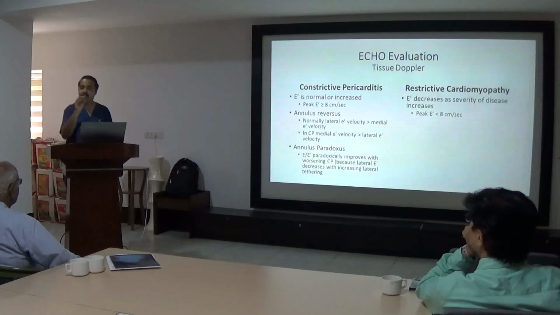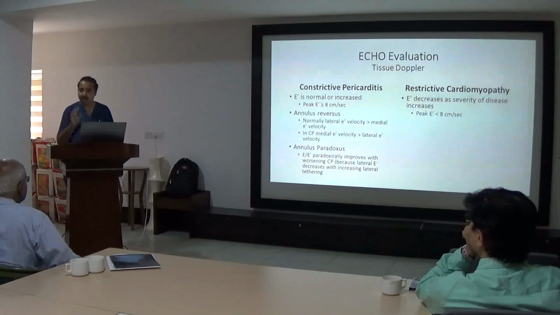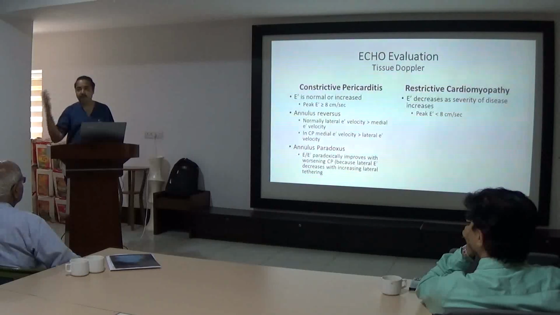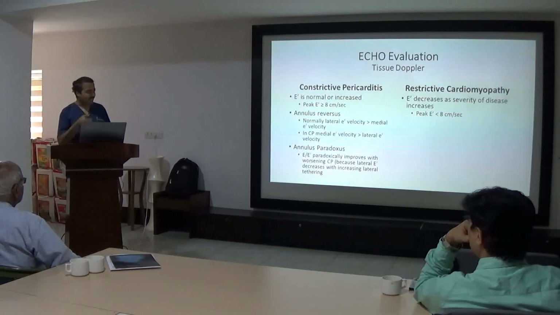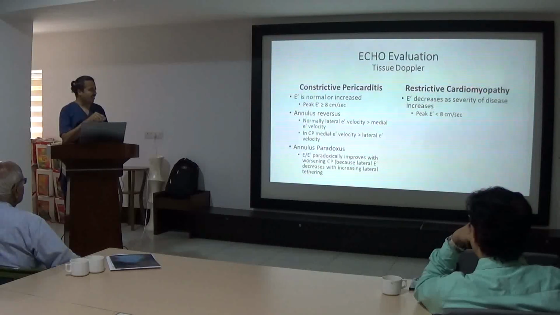Although medial mitral annulus velocity will remain intact. So medial mitral annular velocity will be more as compared to lateral mitral velocity, and that is called annulus reversus. So you should demonstrate on image for majority of cases. How's that? So restrictive cardiomyopathy.